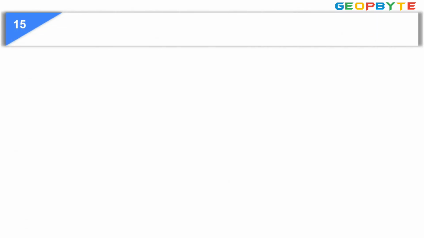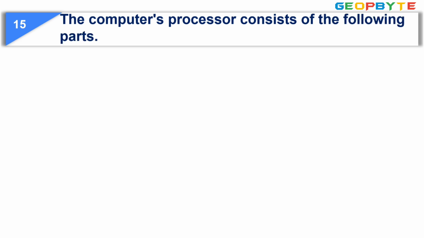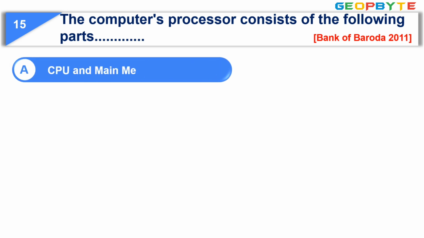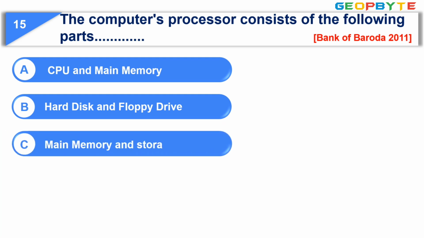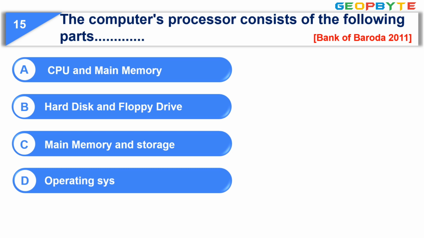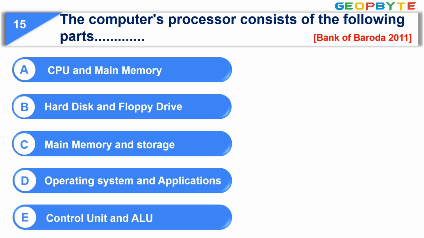Moving to question number 15. The computer's processor consists of the following parts. Option A, CPU and main memory. Option B, hard disk and floppy drive. Option C, main memory and storage. Option D, operating system and applications. Option E, control unit and ALU. And the correct answer is option E, control unit and ALU.